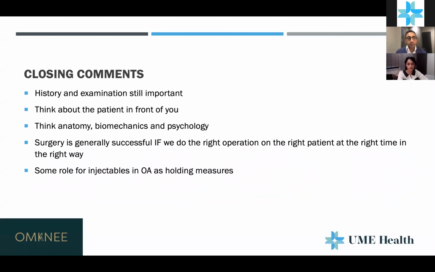So just to conclude, it's really important to take a good history, examine the patient, and think about the patient in front of us.